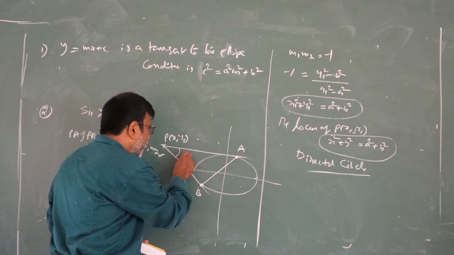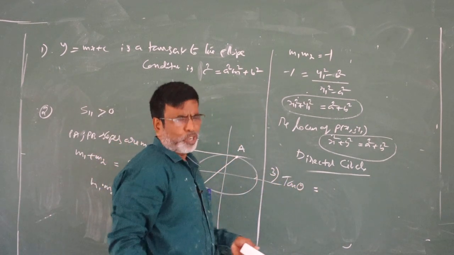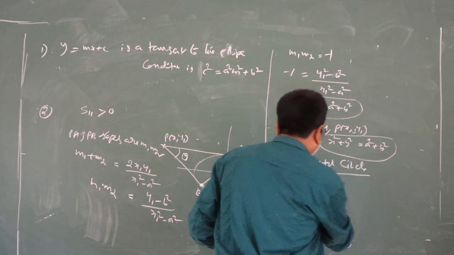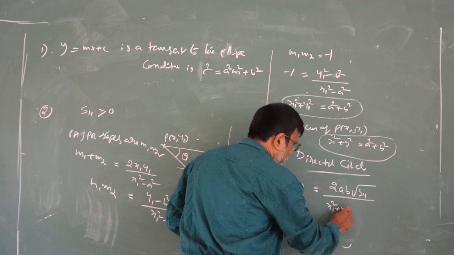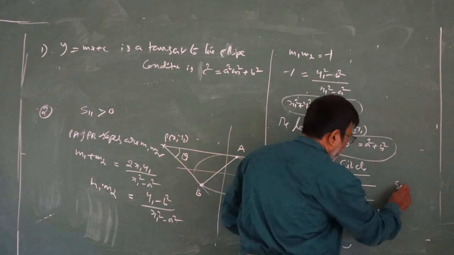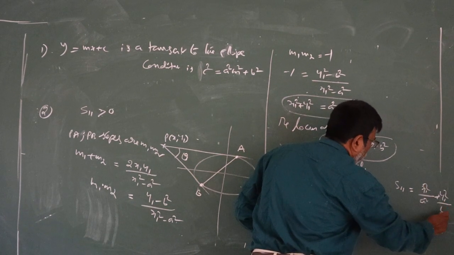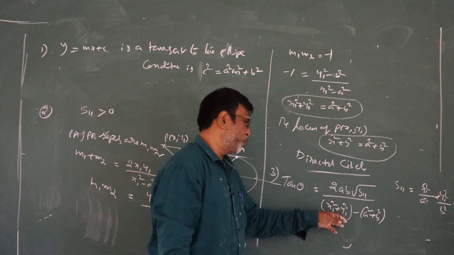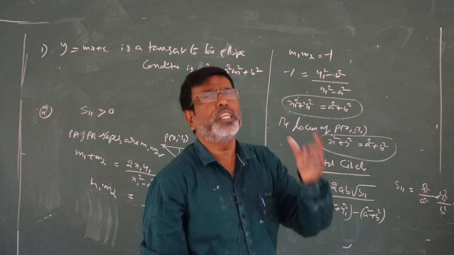Suppose the angle between the tangents is theta. Now we take a shortcut formula, easy to remember: tan theta equals 2ab into root S11 by x1 square plus y1 square minus of a square plus b square. S11 we already know is x1 square by a square plus y1 square by b square minus 1. Substitute there. This is the shortcut for the tangents.